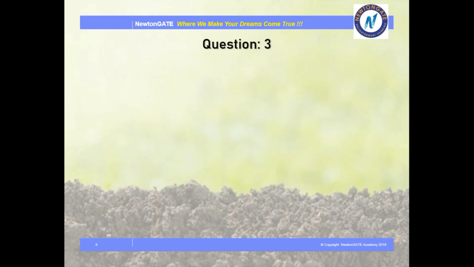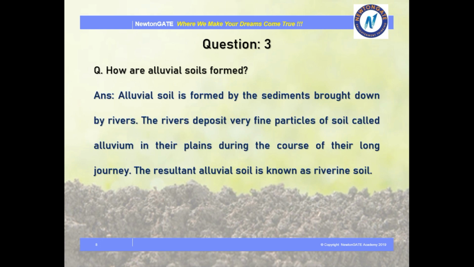We are moving to the next question, that is question number 3. In the question number 3, they have asked how our alluvial soils are formed. The alluvial soils are formed by the sediments brought down by the rivers. What are the 3 main rivers? Firstly, the Indus, Ganga and the Brahmaputra. As the soil is carried by the river water, thus it is considered to be the riverine soil.